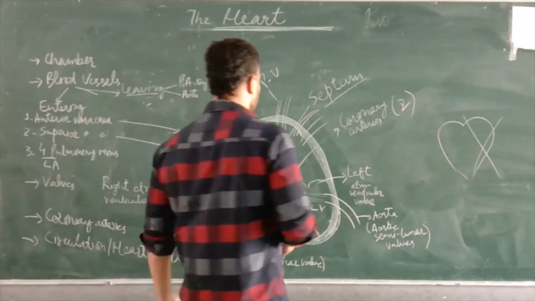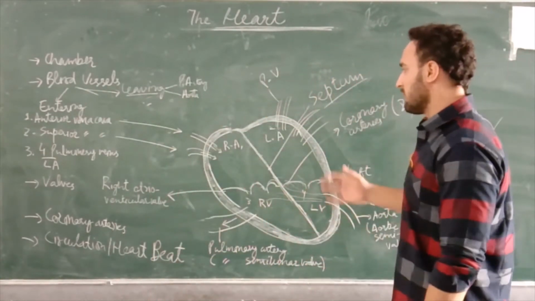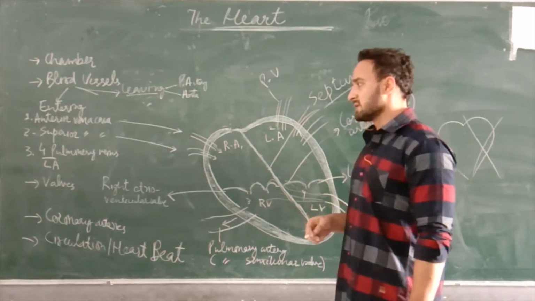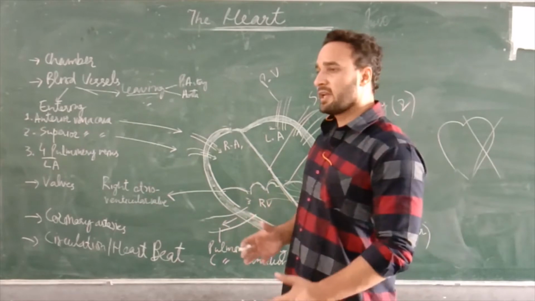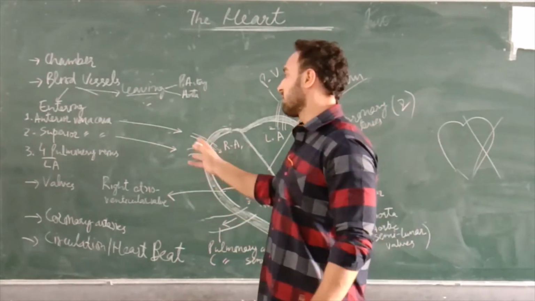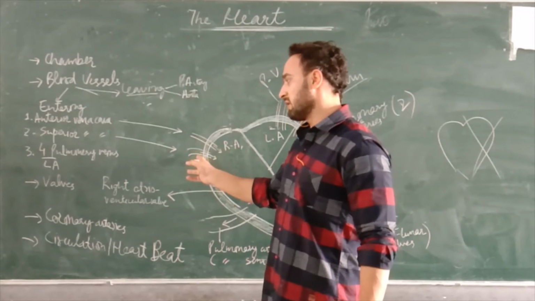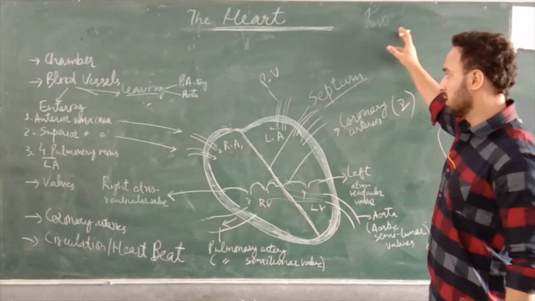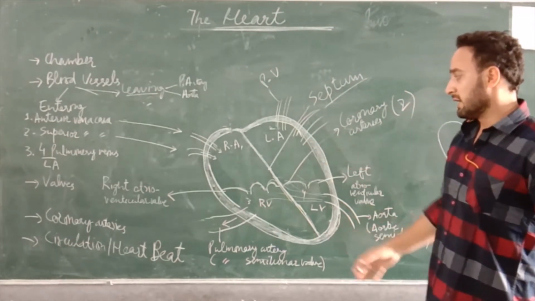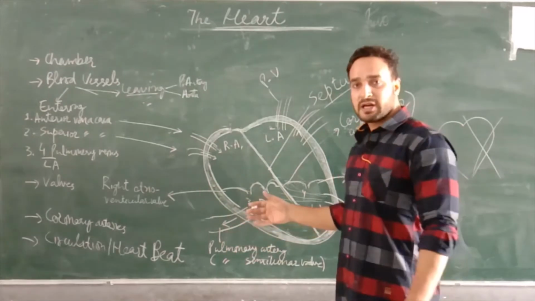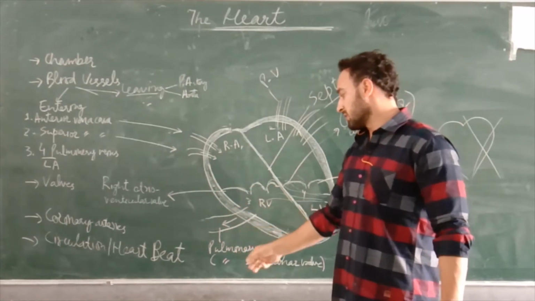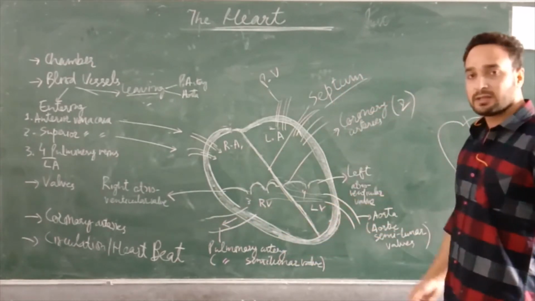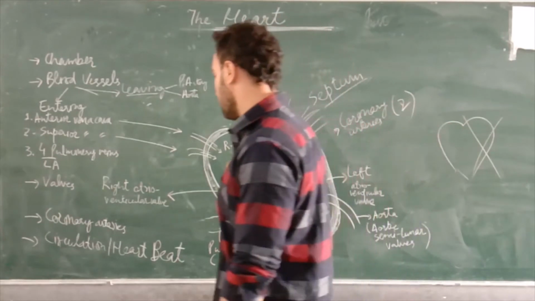Understand? So this is the basic diagram of the structure of the heart. We have four chambers. The upper two chambers are called auricles, and the lower two chambers are called ventricles. The blood vessels which carry the blood from the body to the heart are the inferior vena cava and superior vena cava, and also the four pulmonary veins which bring the blood from the lungs to the left auricle. Then there are blood vessels leaving the heart, taking the blood away from the heart. That is the pulmonary artery, which carries the blood to the lungs, and the aorta, which carries the blood to the different parts of the body.